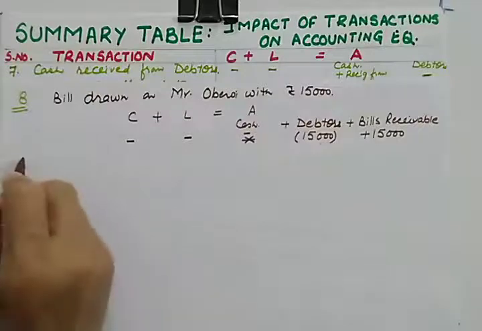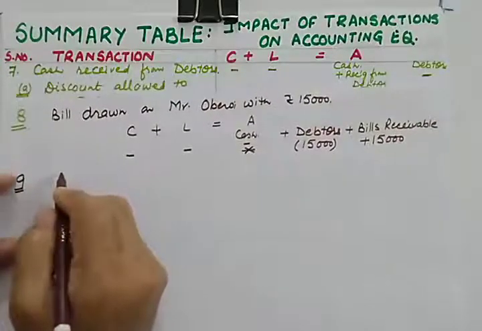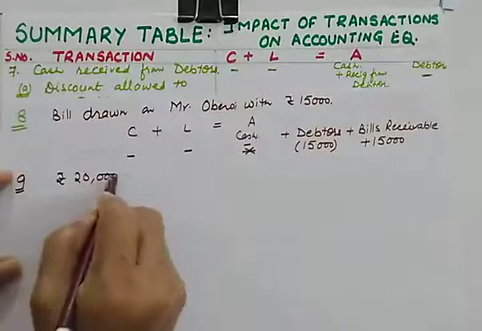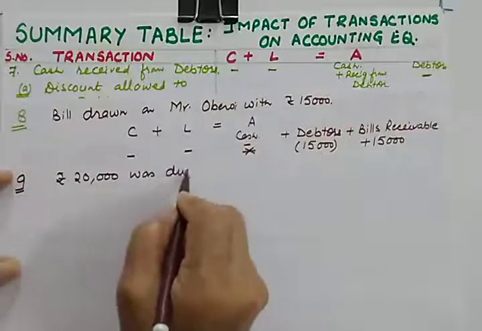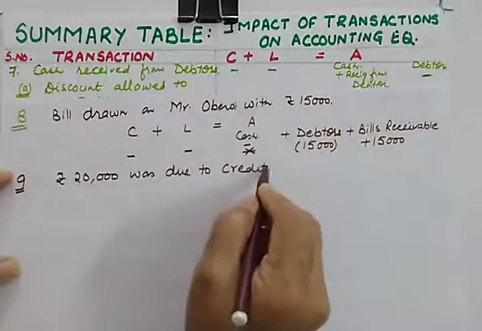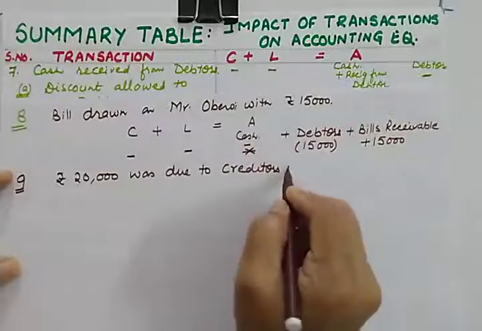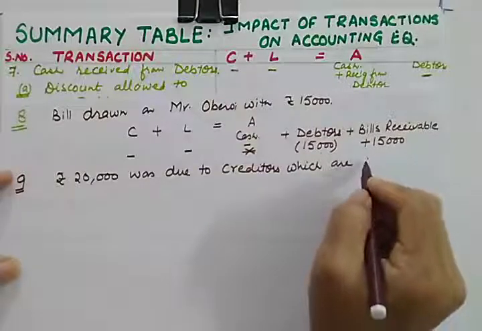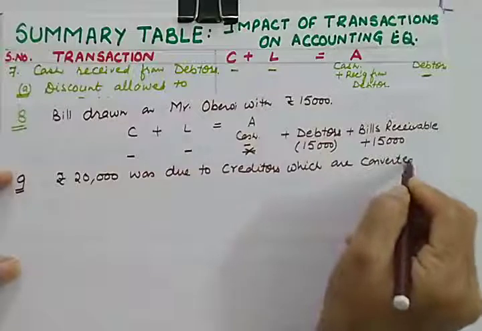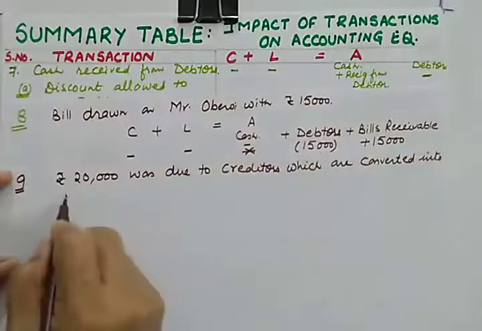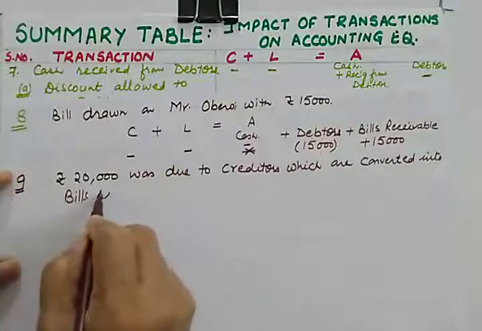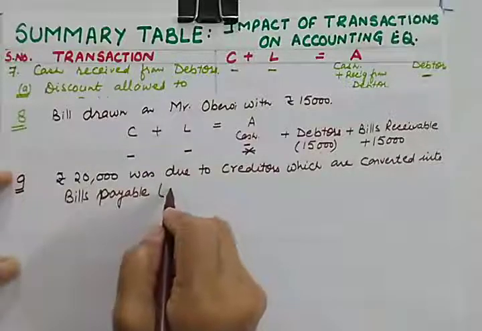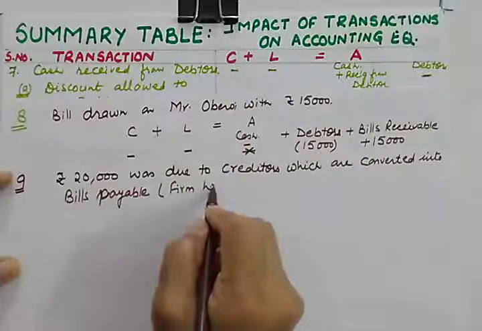And similar type of treatment when you accept a bill, when the firm accepts the bill. Suppose rupees 20,000 was due to creditor, which are converted into bills payable, and our firm has accepted the bill.